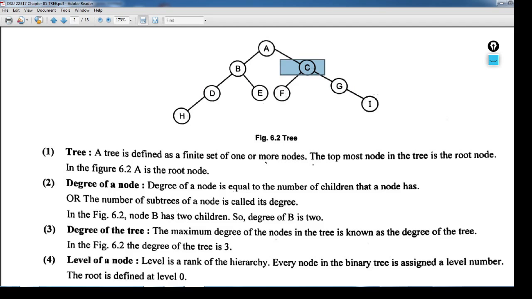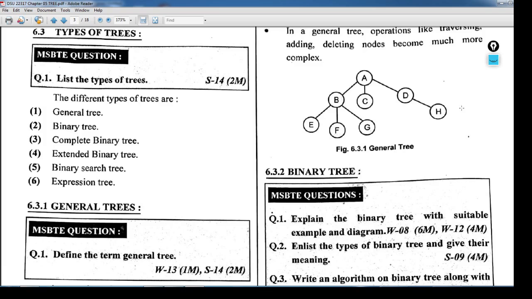So these were the tree terminologies which we have learned. In the next lecture, we will see types of trees. We will see general tree, binary tree, complete binary tree, extended binary tree, binary search tree and expression tree, right? So these are the different types of trees in your syllabus. We will see them one by one.